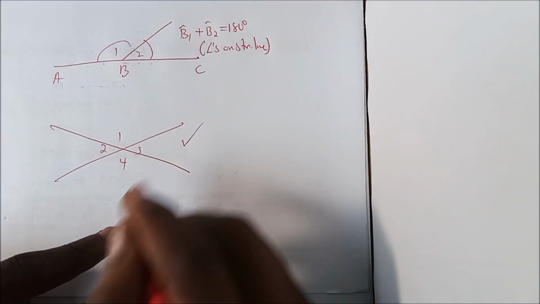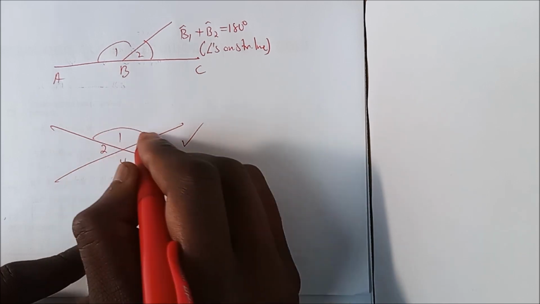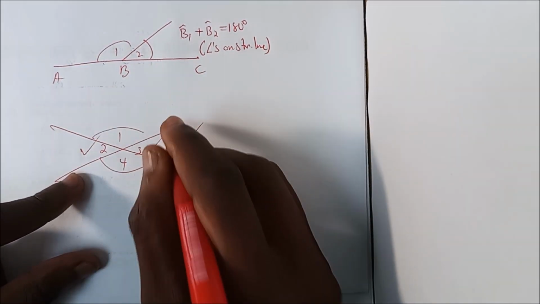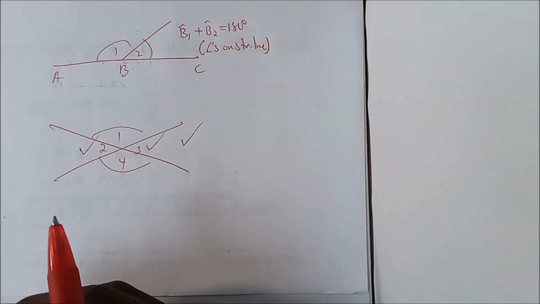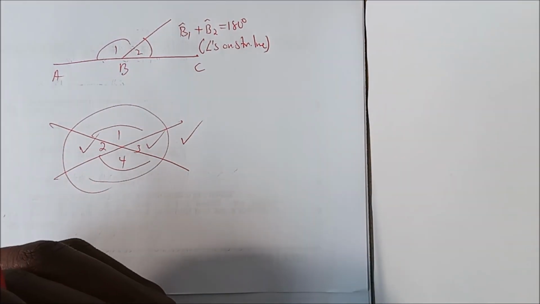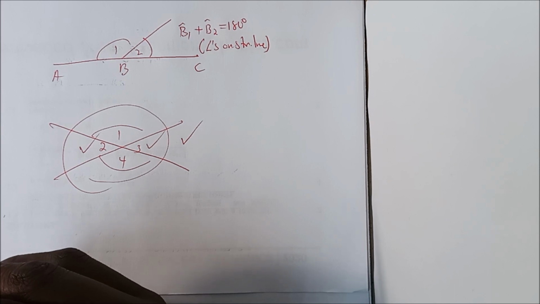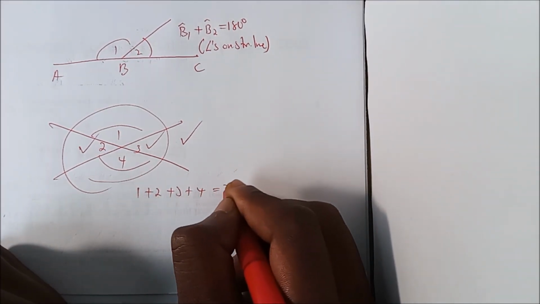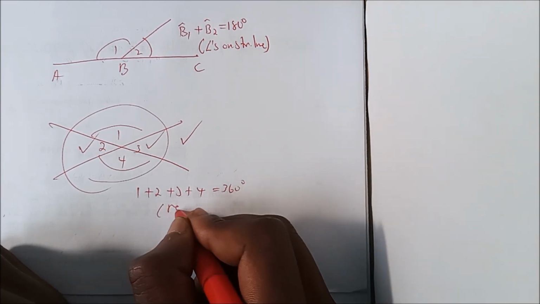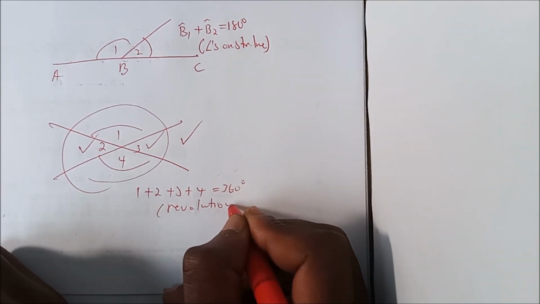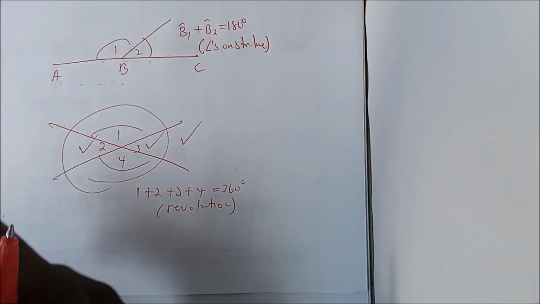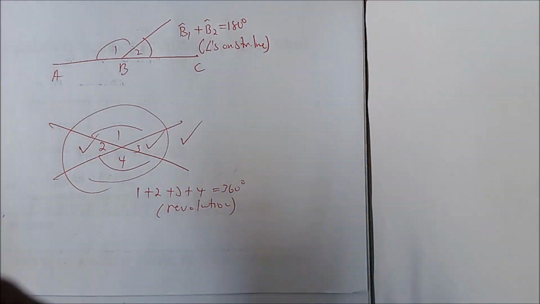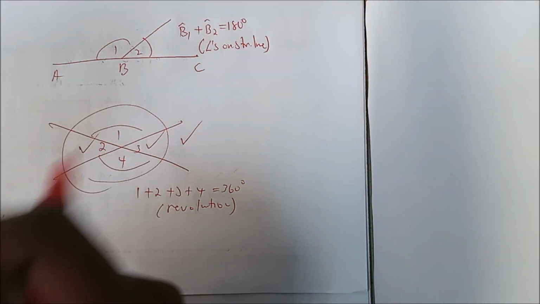And with this one, I'm not going to talk about it. We know that 1 equals 4, vertically opposite angles, and we know that 2 equals 3, vertically opposite angles. And we know if we add all those angles, they must give us 360 degrees. That means 1 plus 2 plus 3 plus 4 equals 360 degrees, and the reason will be revolution.